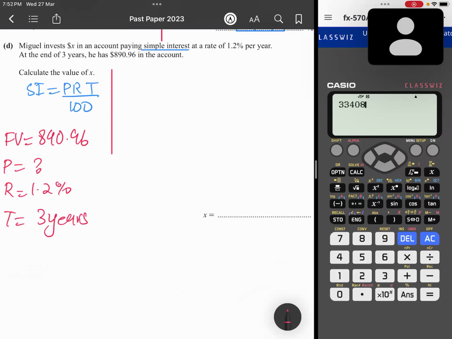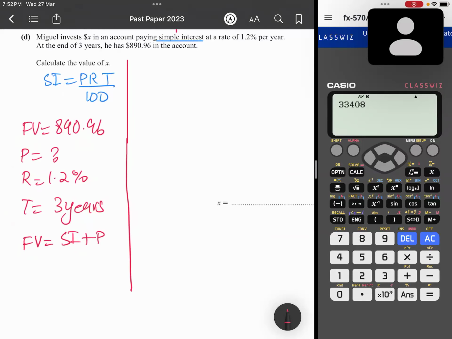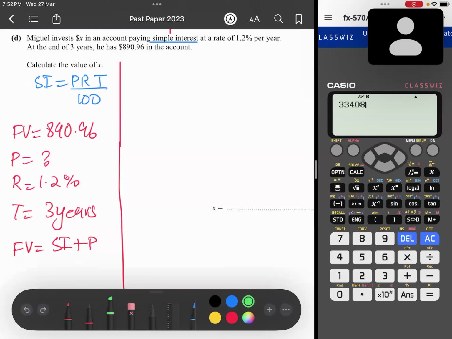Is this clear, everybody, or not? Try to understand this thing: we know that future value is equals to what? Simple interest plus principal. Got it? Now please try to understand one thing, that we need to formulate the formula only, nothing more than that. Originally I have this formula. I cannot calculate the simple interest unless I have the answer. Yes or no?